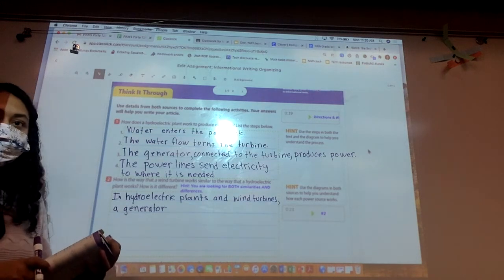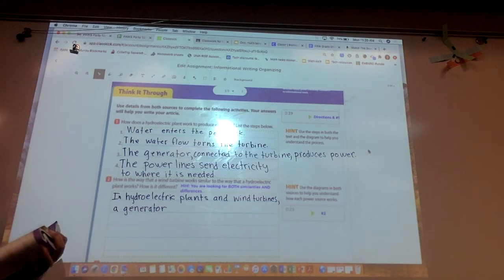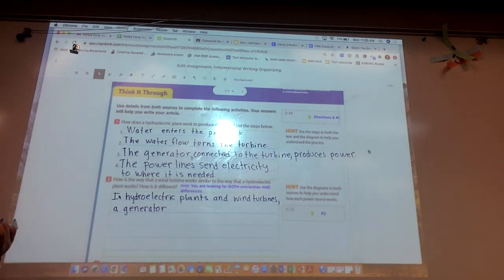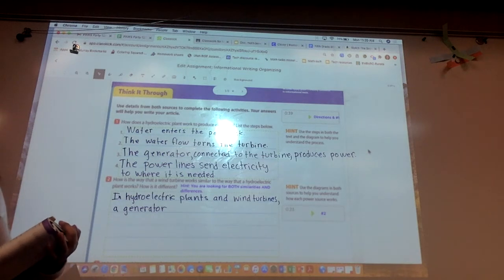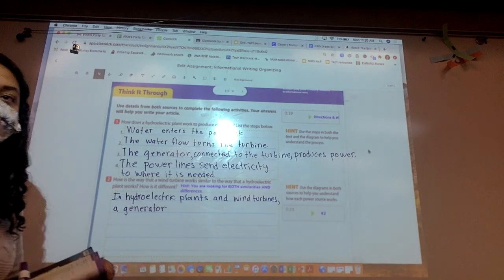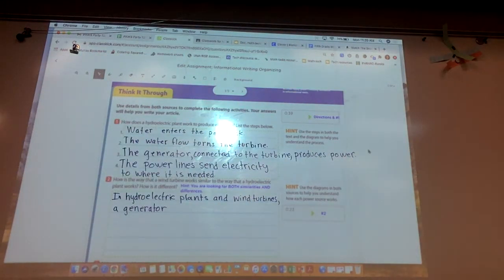In hydroelectric plants and wind turbines, comma, a generator is, yes, Thomas? Why you needed to know about these plants and how energy is used. These are examples of how you're going to write an informational article. Okay.